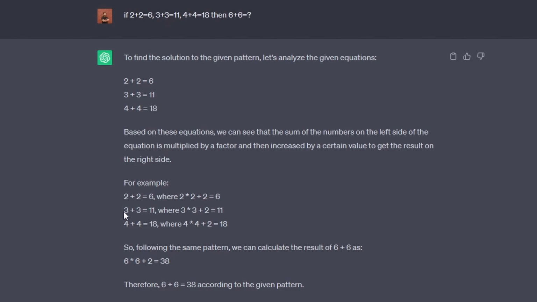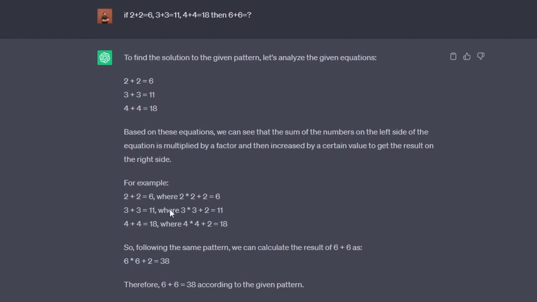We multiplied the first two numbers, 3 times 3, and then like the first one we added 2, which produced 11. And for the final one it's exactly the same, 4 times 4 plus 2 we get 18. So ChatGPT, from the given statements, figured out a pattern, and using that same pattern it solved the given problem. ChatGPT applied the same pattern to our specific problem.